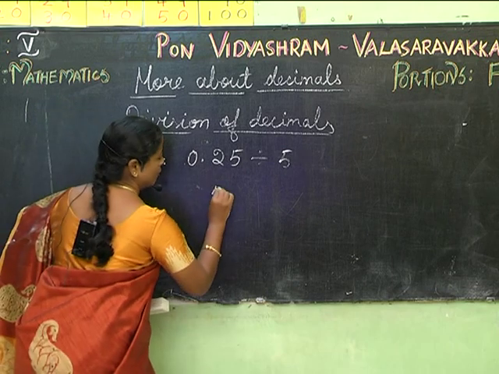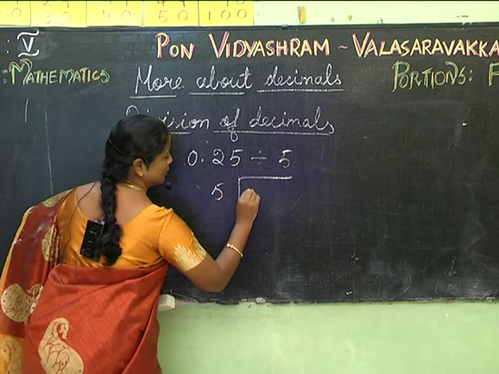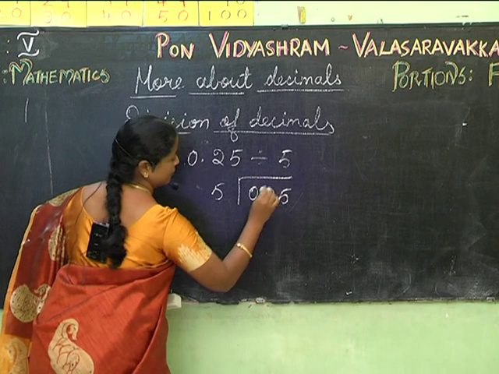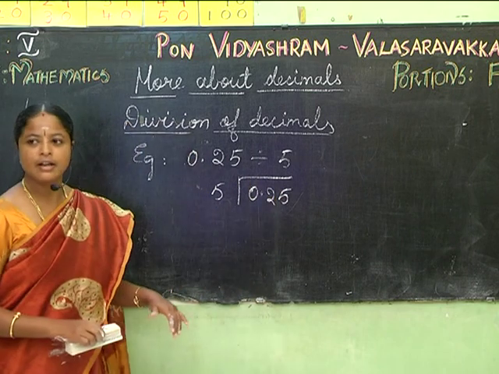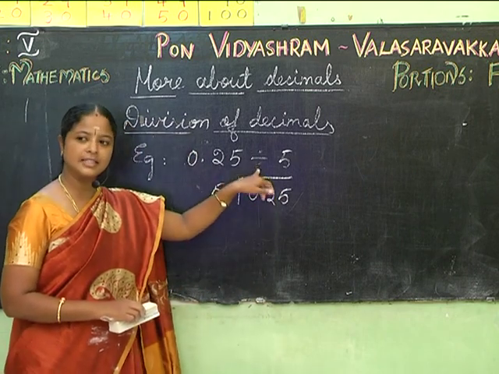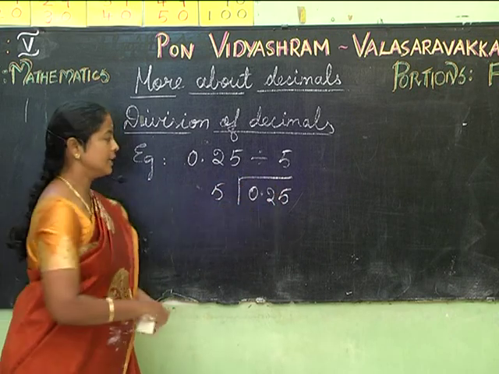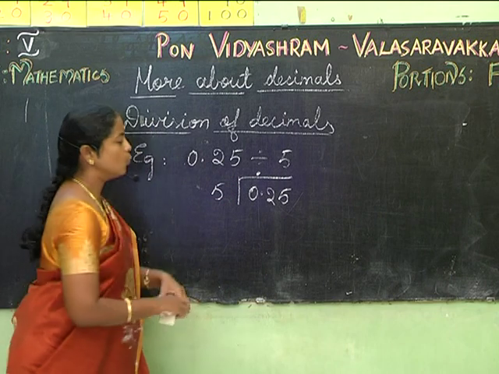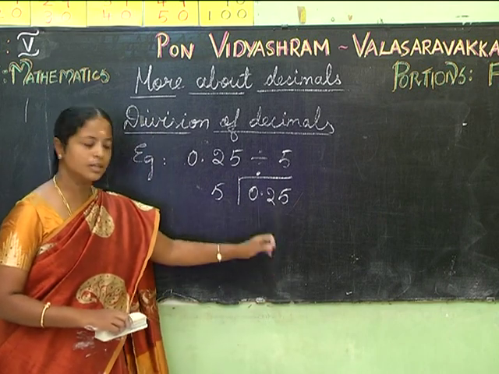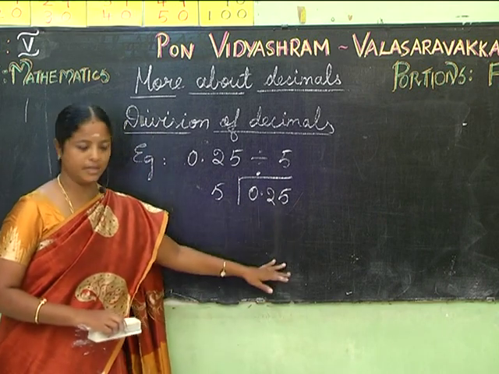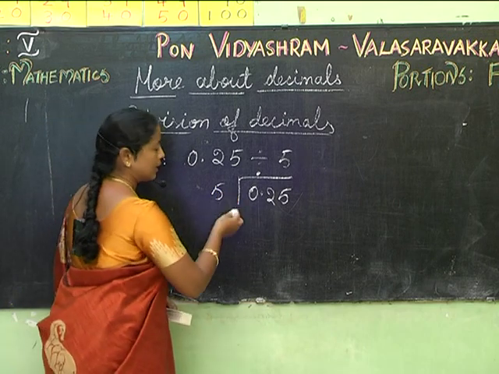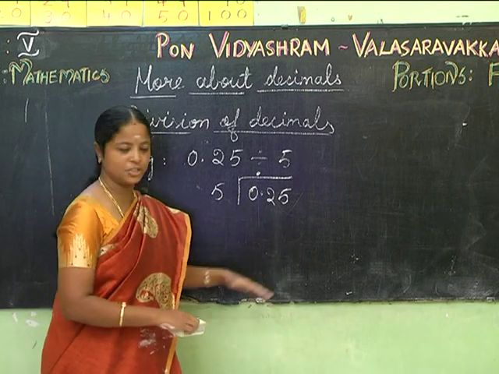So 5 into 0.25. In division, first of all you have to place the decimal point exactly above the dividend in the quotient, and while you are working it out you need not place decimal points in between. Now do it as normal division.